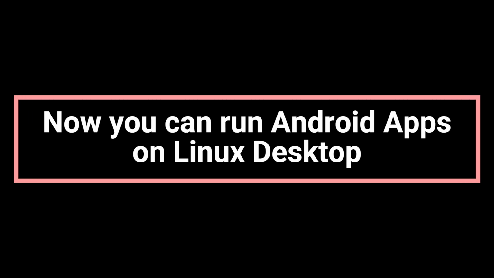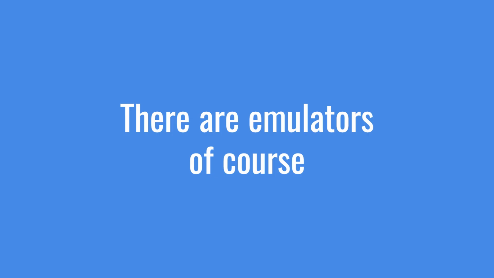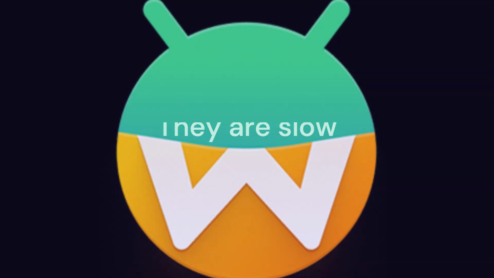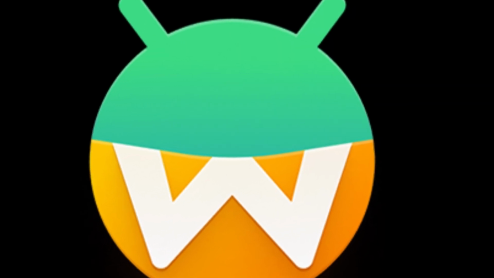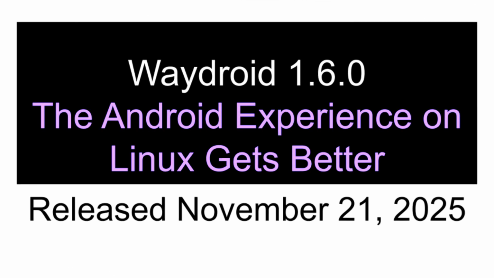If you've been following the Linux world, you know that running Android apps on your Linux desktop has always been a bit of a challenge. Sure, there are emulators, but they are slow, clunky, and don't really feel native. That's where Waydroid comes in. And today we're diving deep into version 1.6.0, which just dropped on November 21st, 2025. This release brings some genuinely exciting changes that make the Android on Linux experience significantly better.